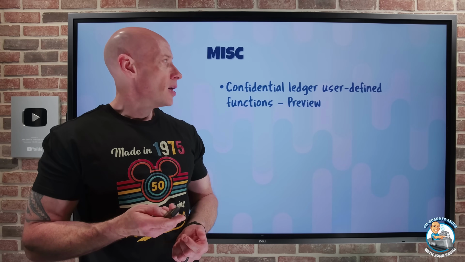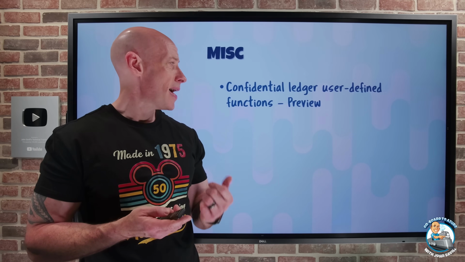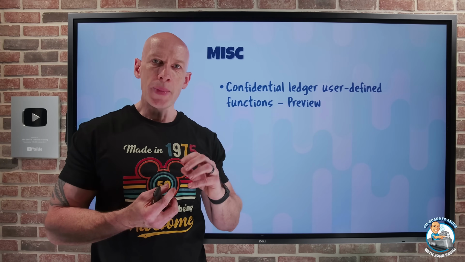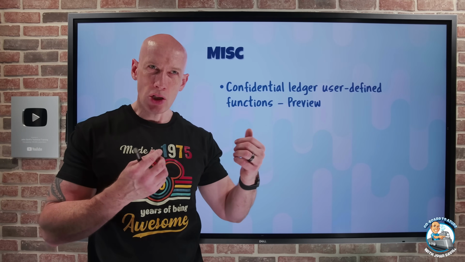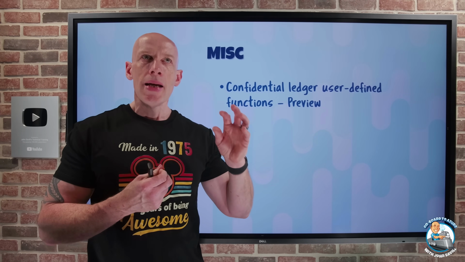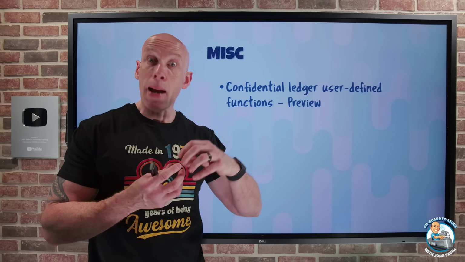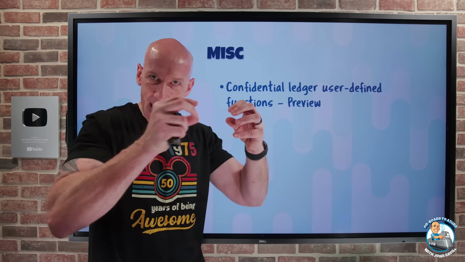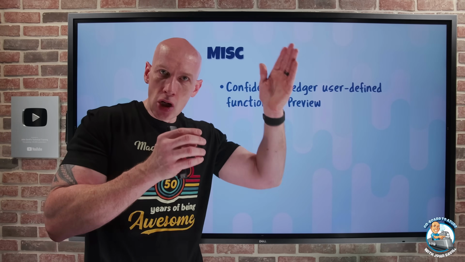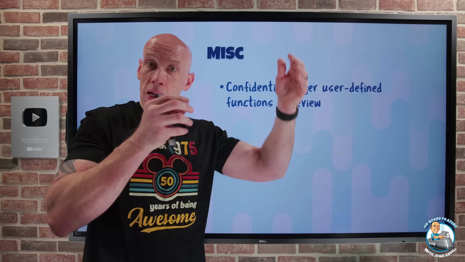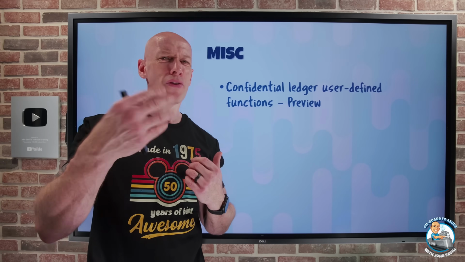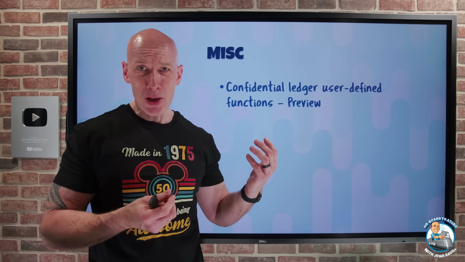Miscellaneous. So confidential ledger now has user-defined functions in preview. So confidential ledger provides me that immutable proof of transactions. It builds on a blockchain. I can't tamper with that. It's tamper evident because of the way it uses a Merkle tree to hash the hashes of each transaction. And then I create these chain of the various blocks. It's very common. Obviously, you've heard of the cryptocurrencies use blockchain.